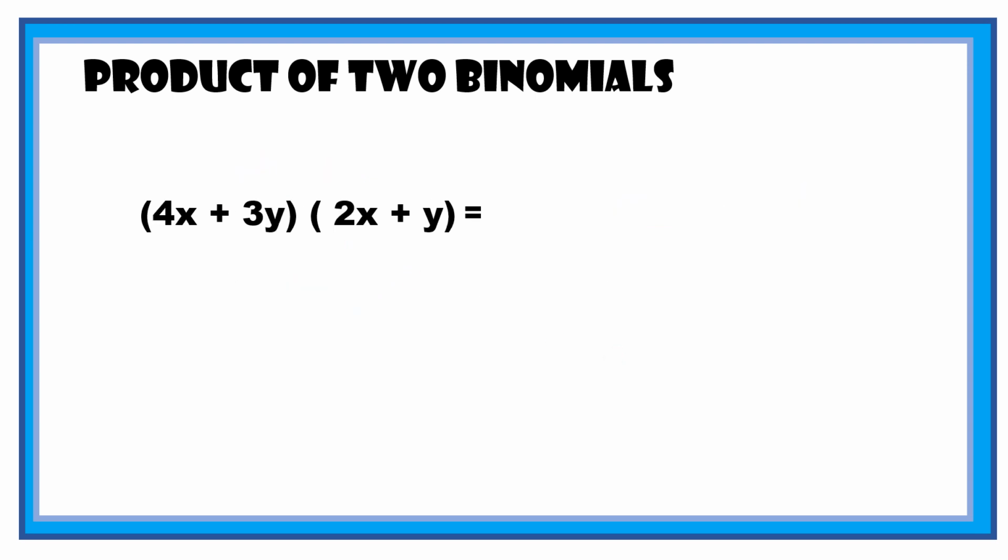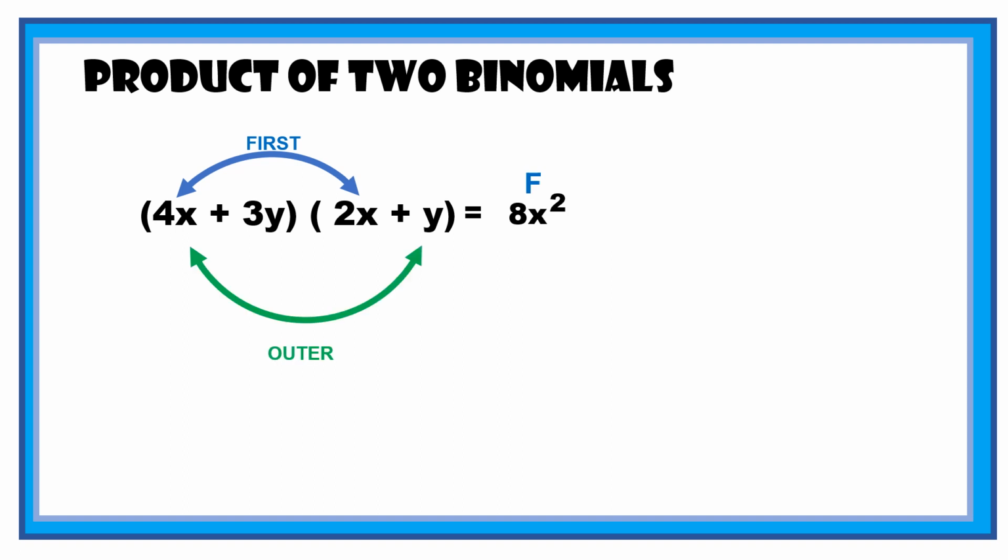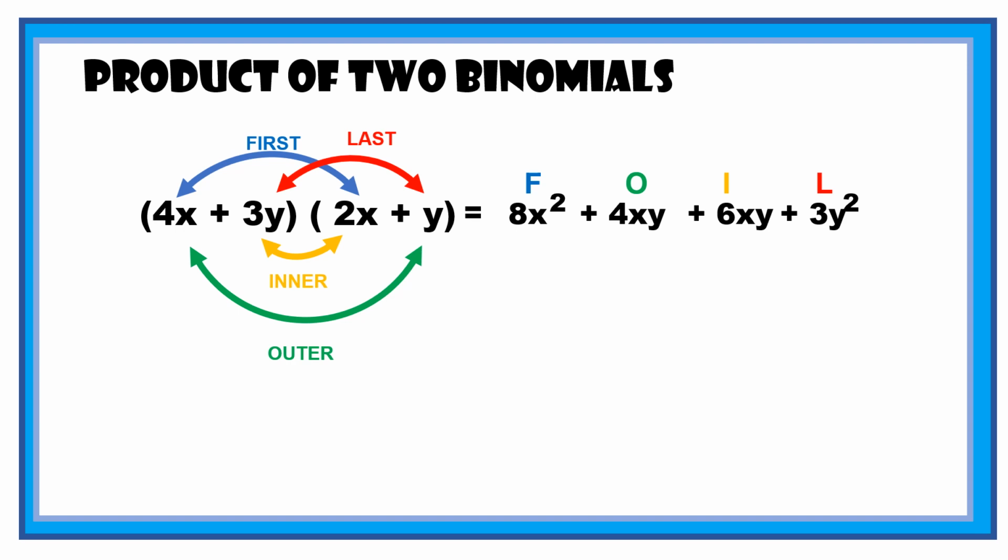Another example. So, we will first find the product of the first terms. So we have 4x times 2x. The answer is 8x squared. Next, we have the outer terms. So 4x times y, we have 4xy. Next is the inner terms. We have 3y and 2x. So 3y times 2x is 6xy. Then the last terms, we have 3y and y. So 3y times y is 3y squared.